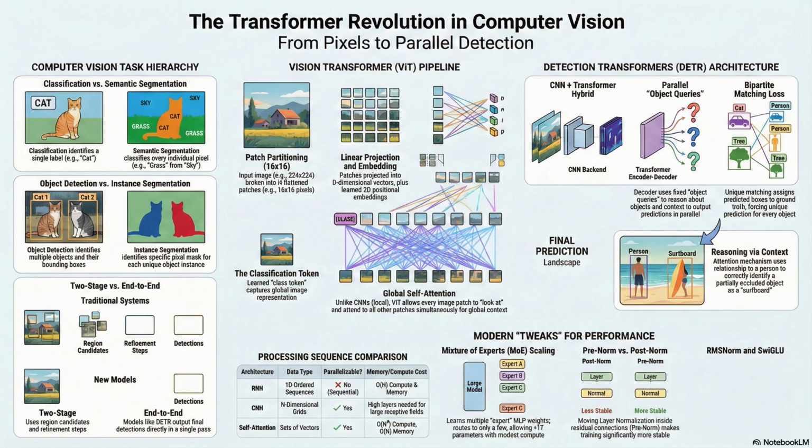So DETR proved you could use transformers for detection, finding where things are. But the Stanford lecture takes us a step further. It talks about using transformers for pure recognition. Just looking at an image and saying, "that's a cat," with no CNN at all. Right.